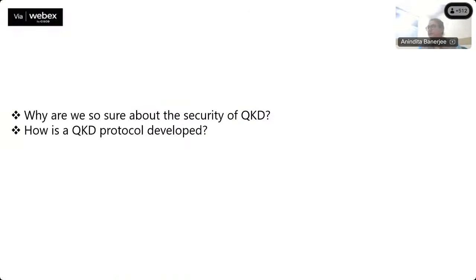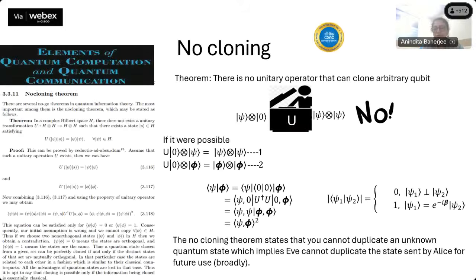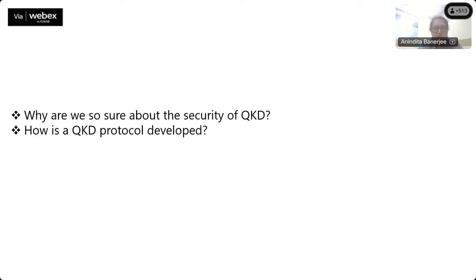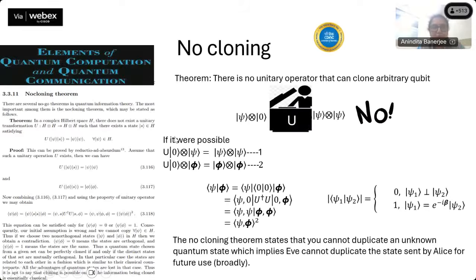So now let us try to talk about why we are so sure about the security of quantum key distribution, and how a QKD protocol is developed. One of the preambles is the no cloning theorem. It basically means that you do not have a quantum Xerox machine.